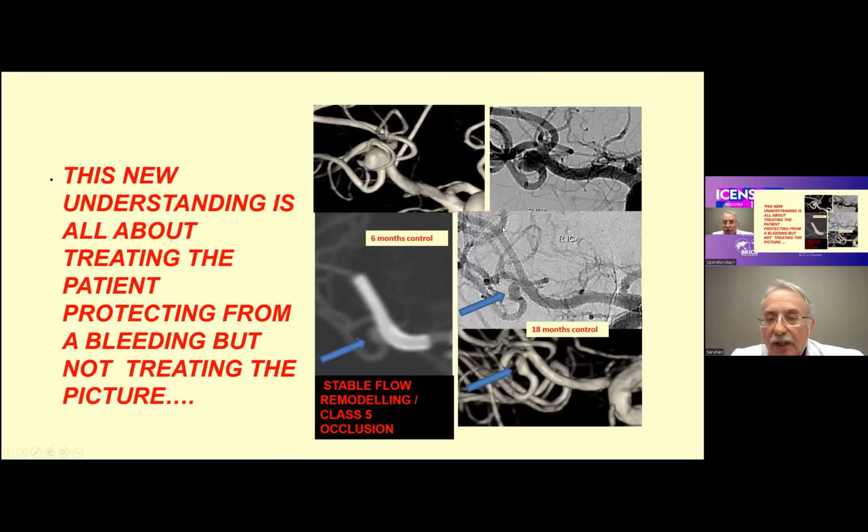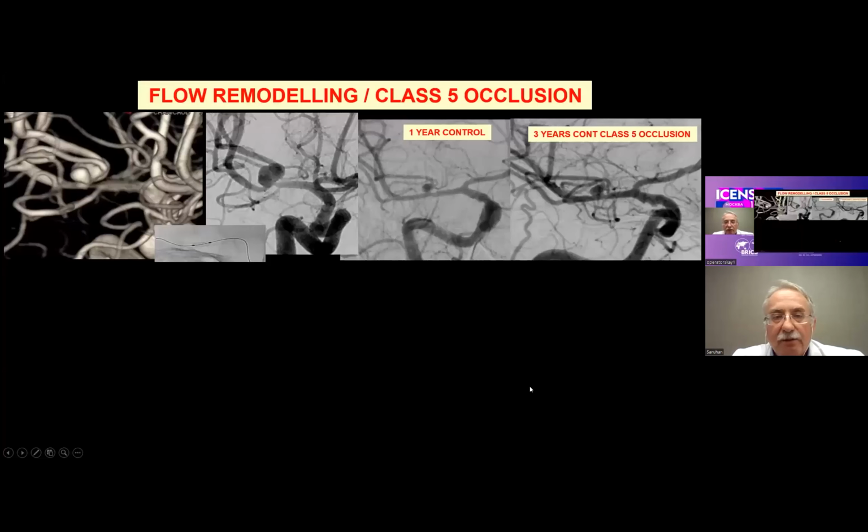It's simplified with the flow diverter. This is 6 months follow-up, and this is 18 months follow-up. This is class 5 stable flow remodeling. Very complex trifurcation, both trunks, medius and superior trunks, coming off the aneurysm sac, and simplification, 1 year and 3 years. This is class 5 stable remodeling.